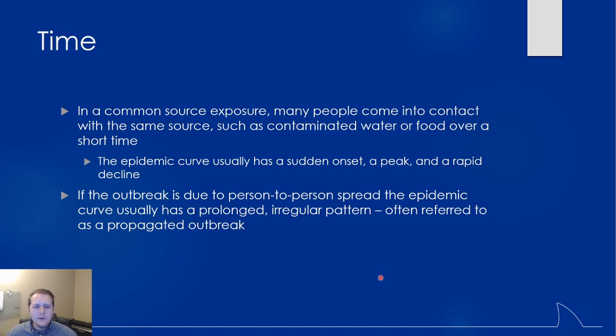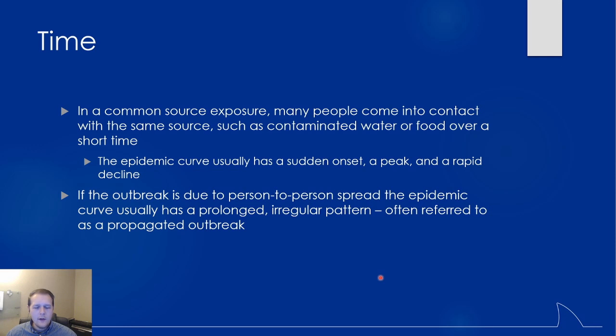And so with these, you typically see the epidemic curve will have a very sudden onset, a peak, and then a pretty rapid decline. So once they're not exposed to the food or the contaminated water anymore, then it goes away. If the outbreak is due to more person-to-person spread, then we consider that to be a prolonged, irregular pattern. We can consider that to be a propagated outbreak.